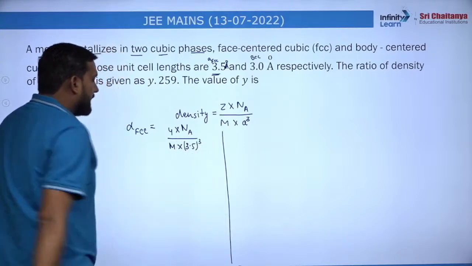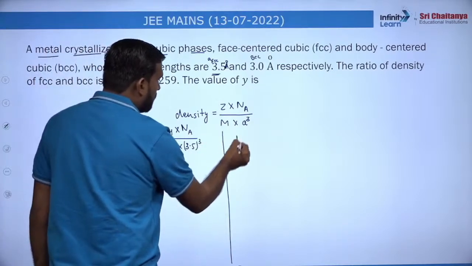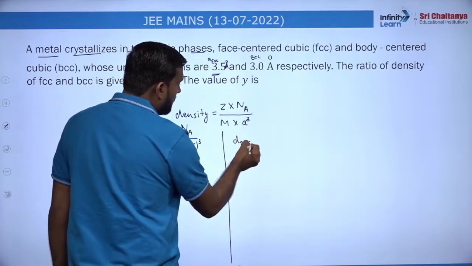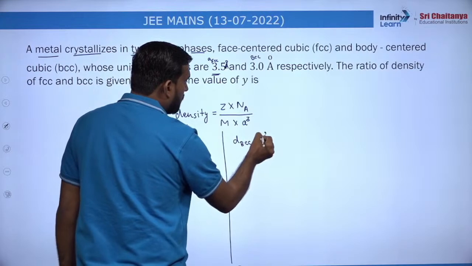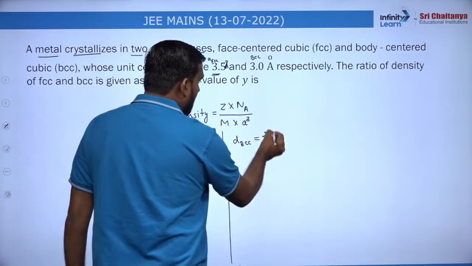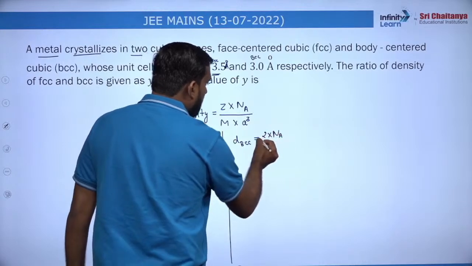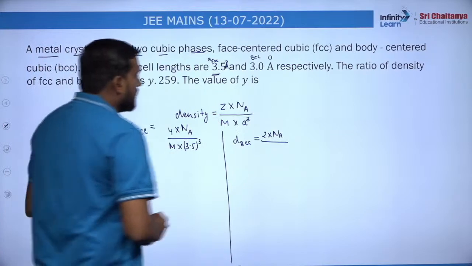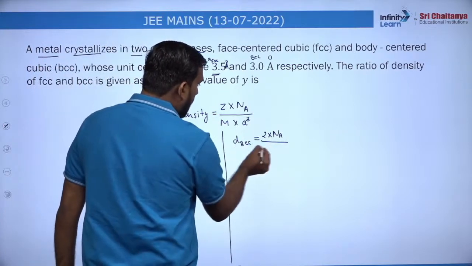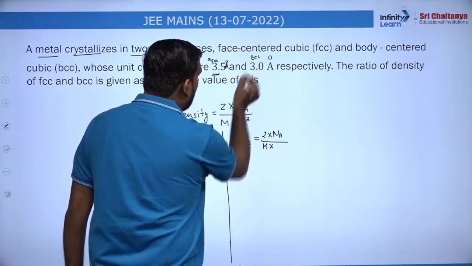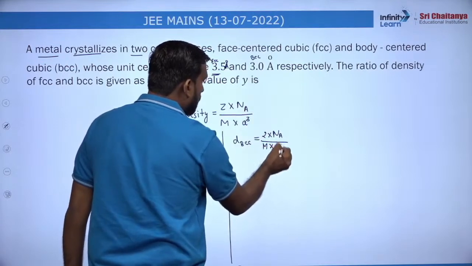Similarly, if I write down the density of BCC, it will be equal to 2 into Na, using the same formula. Just the value of Z and a is going to change. So 2 into Na upon, m will be same and a value is 3. So it will be 3 cube.